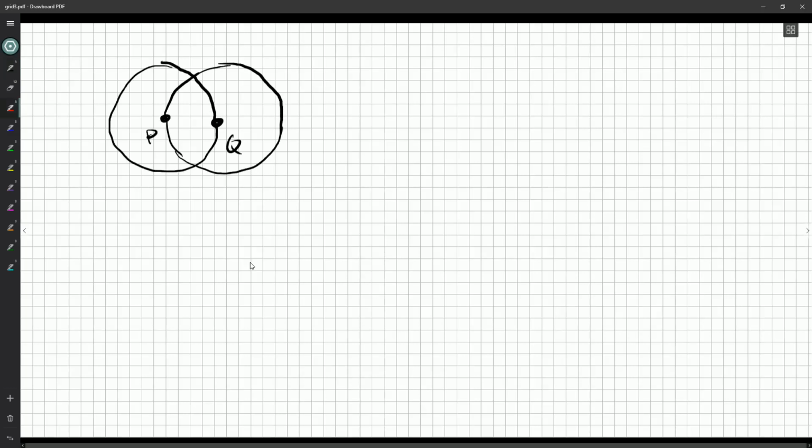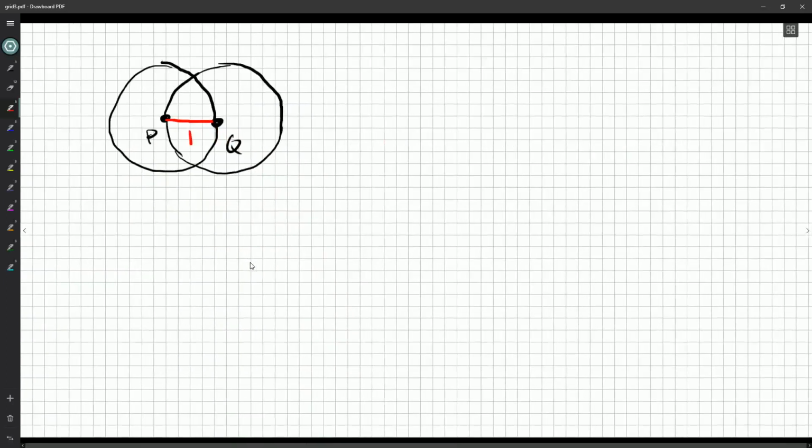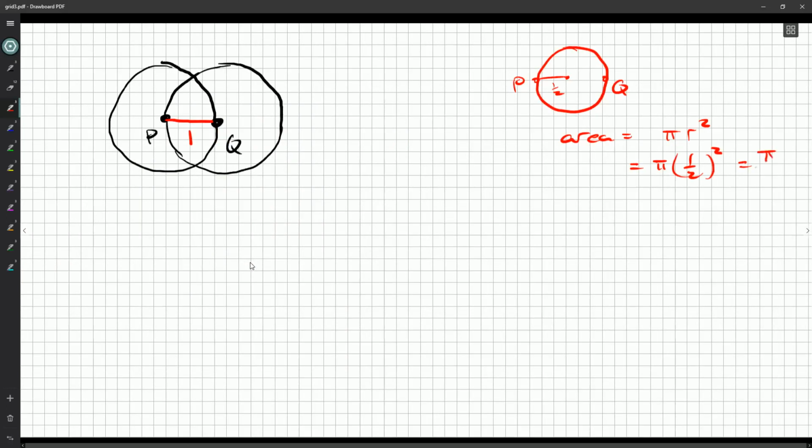But the point is, I can immediately tell that the diameter, the length PQ, must be 1 because it's a radius of the big circles. So that's nice. So that really quickly gets me the area of that red circle there. So the red circle with PQ has a diameter of 1, therefore a radius of 1/2, and the area of that is pi r squared. Well, that's pi times 1/2 squared, or pi by 4.